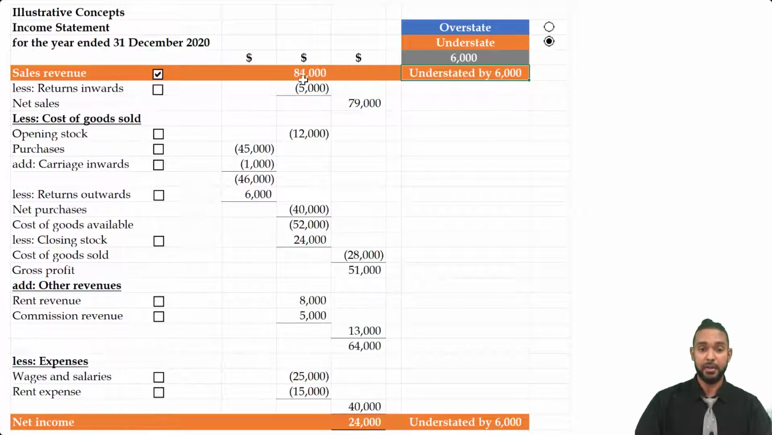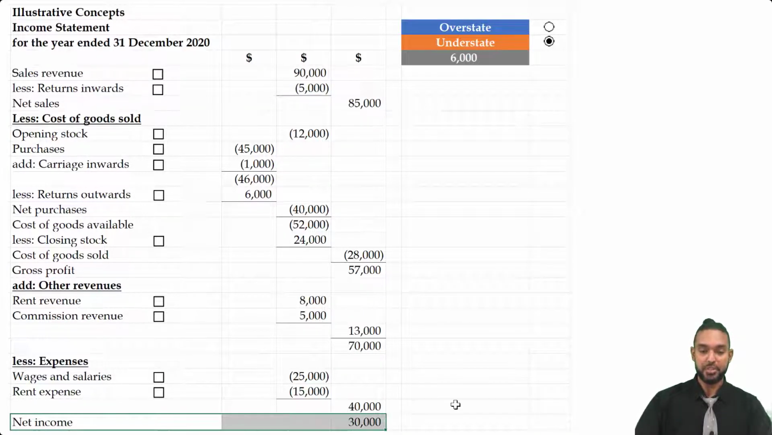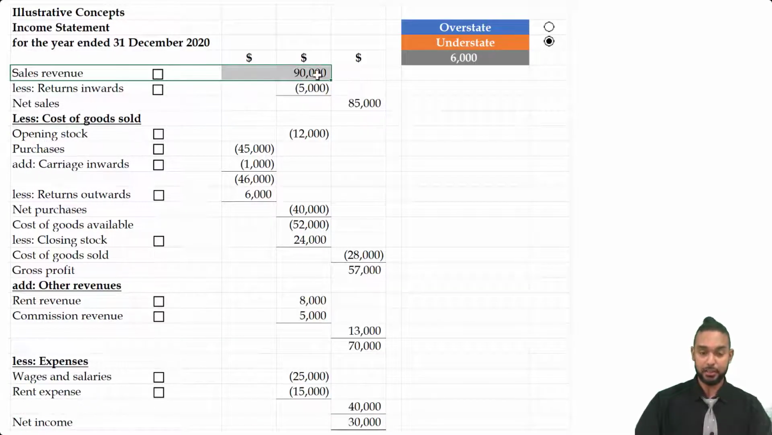Now look at what happened there. Sales revenue was $90,000 and now it's $84,000. It's too low. As you can see here, it says understated by $6,000. Now look at net income. It says $24,000 and it says understated. Now let's undo this to get an idea of what it looked like originally. So the net income was originally $30,000. Sales revenue was originally $90,000.